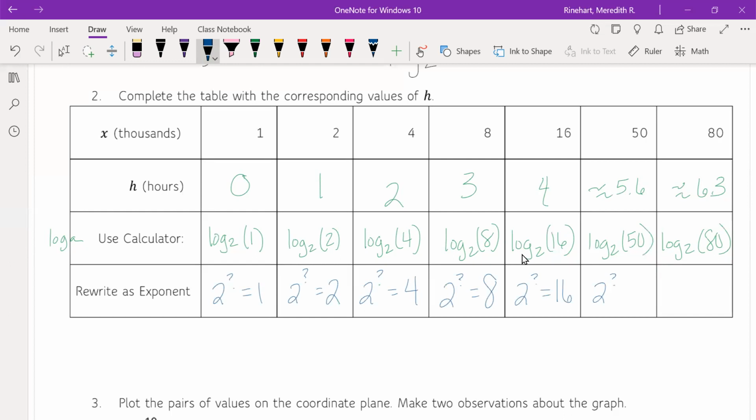2 to what power is 50? And this is where it gets a little bit harder. We know 2 to the fifth power is 32, and 2 to the sixth power is 64. So somewhere in between would be 50. It's about 5.6. 2 to the sixth power is 64, and 2 to the seventh power is 128. So somewhere in between, closer to 6 than 7, is going to be our answer to 2 to what power equals 80.